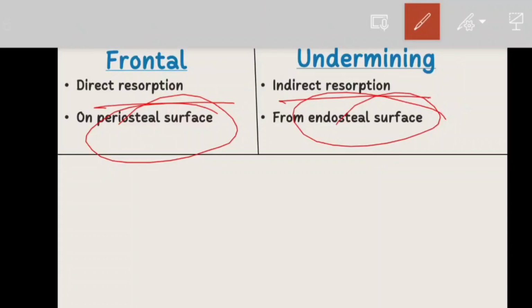Okay, so here the viva questions. Which type of resorption occurs with an ideal orthodontic force? The answer is frontal resorption. Which type is associated with hyalinization? That is undermining resorption. Which type is painful? The answer is undermining resorption. Which type results in faster tooth movement? The answer is frontal resorption.